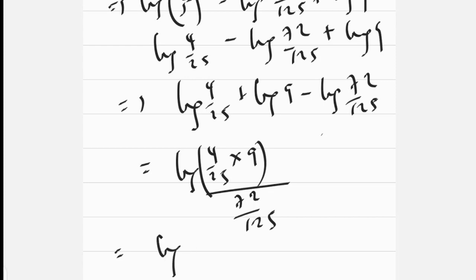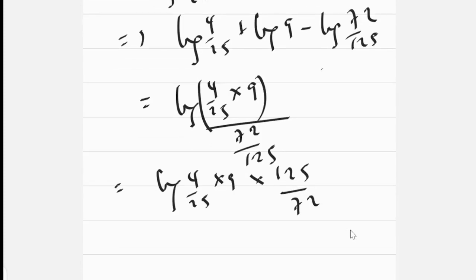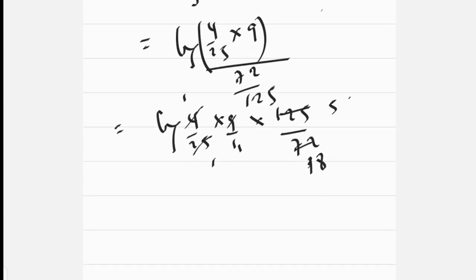So this now gives me log of 4 over 25 times 9. If you change this to multiplication, it's the same thing as 125 over 72. I hope you understand now. So then you can see that 5 goes here, 25 goes here 5 times. So I think 4 can go into 72: 4 here 1, 4 here 18. I hope you understand now. So 4 here 18. So 9 here 1, 9 here 2.